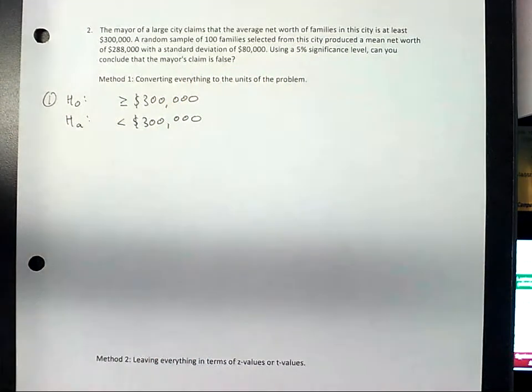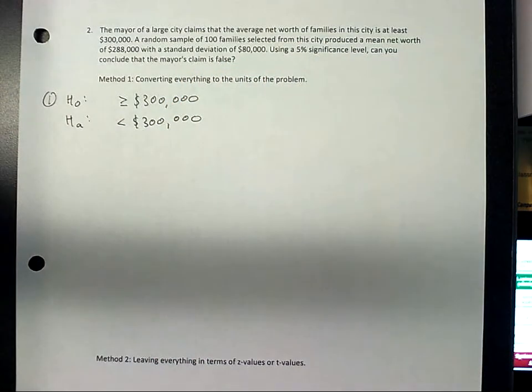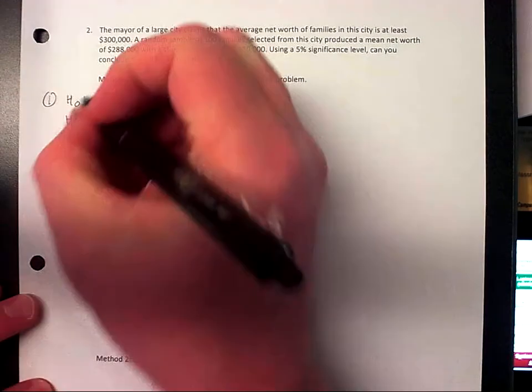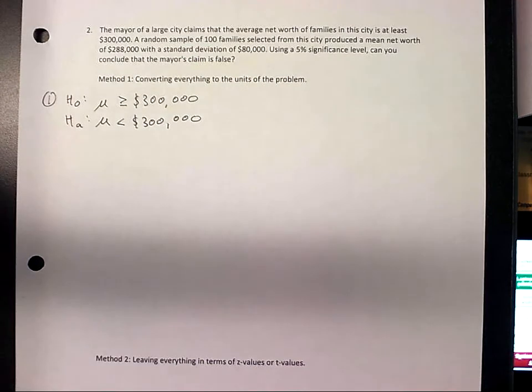And then the third question that we ask ourselves is what parameter are we interested in? Are we dealing here with the mean or with proportions? Mean. So therefore, our parameter of interest is mu. So that's our first step, writing down our null and alternative hypothesis. Are there any questions about this whatsoever?